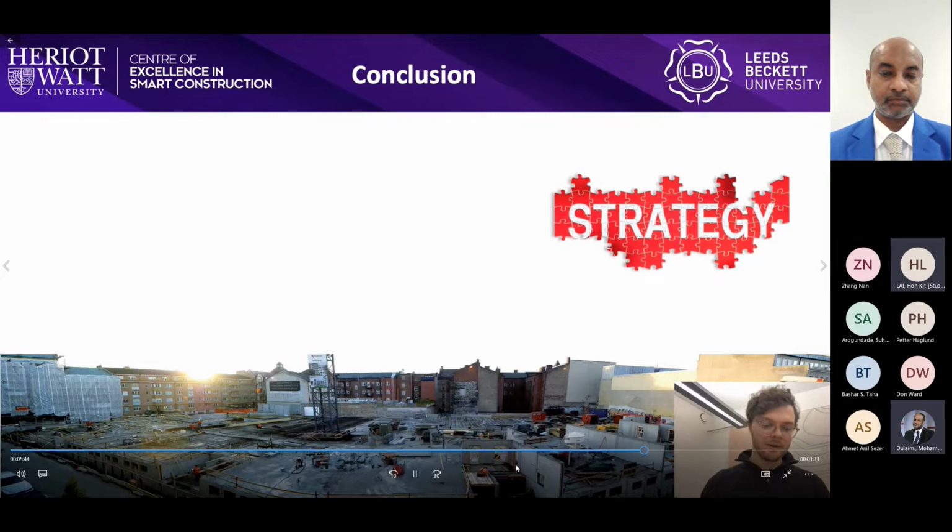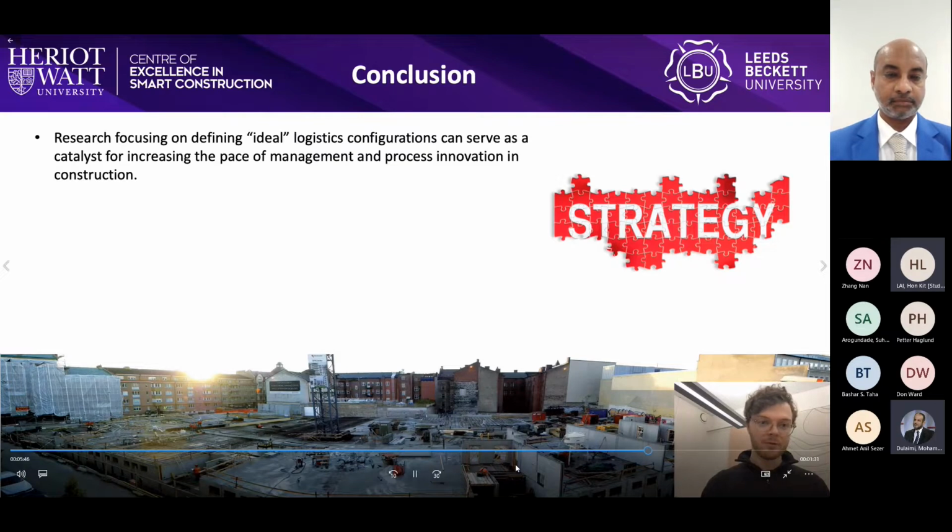So to sum up, first of all, by focusing on defining these ideal logistics configurations, they can be used as a catalyst for increasing the pace of innovation, mainly in management and process innovation in construction. So new organizational forms in terms of management innovation and new ways of structuring work tasks and production in construction projects in terms of process innovation.